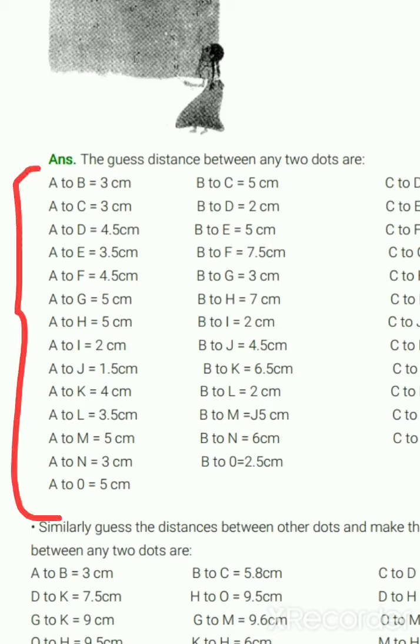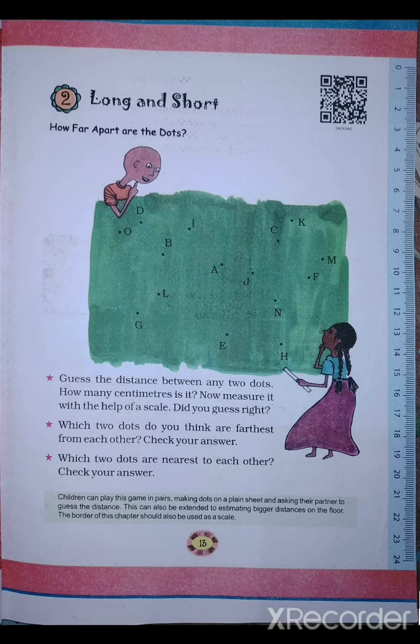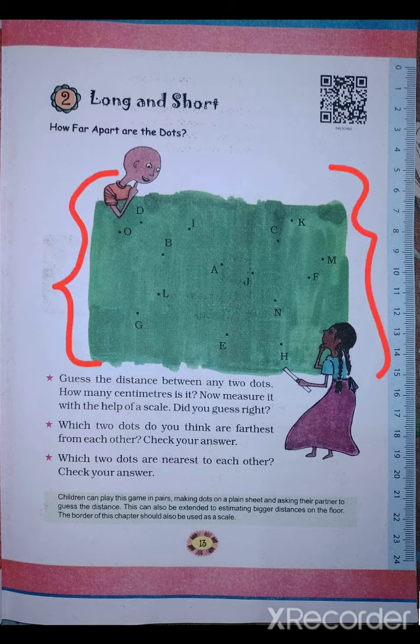From A to B is 3 centimeters long. You need to use a scale for measuring this distance. A to C is 3 centimeters, A to D is 4.5 centimeters. With the help of a scale this calculation has been done. First you need to calculate by your own, then see whether your measurement or your guess is right or not with the help of a scale. Let's see the next question.